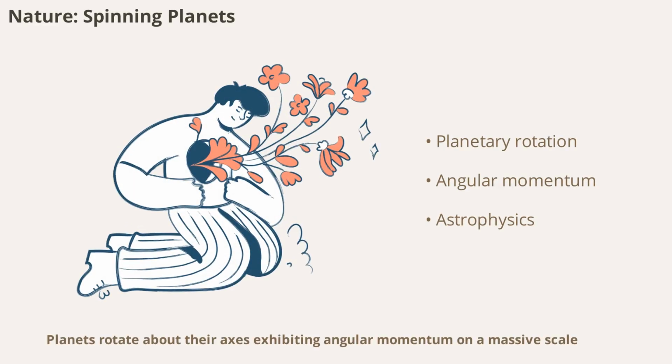Planets rotate about their axes, exhibiting angular momentum on a massive scale. The conservation of angular momentum explains why planets maintain their rotation unless acted upon by external forces. This principle is fundamental in astrophysics.